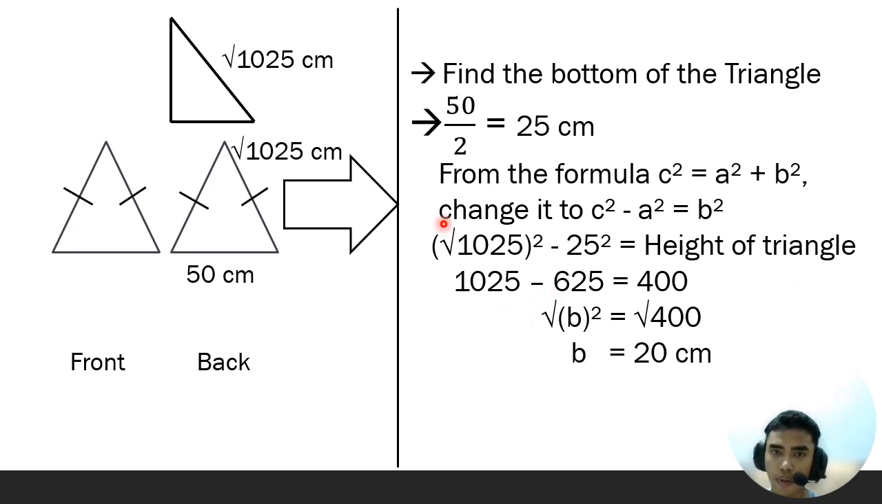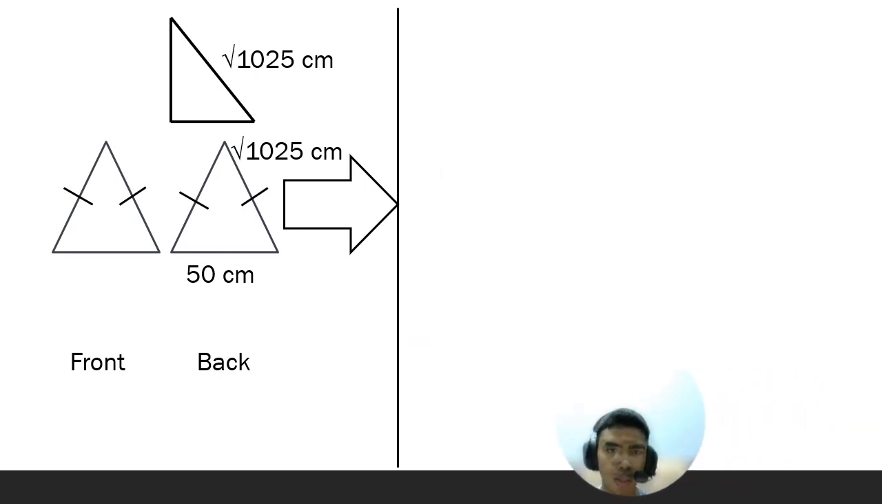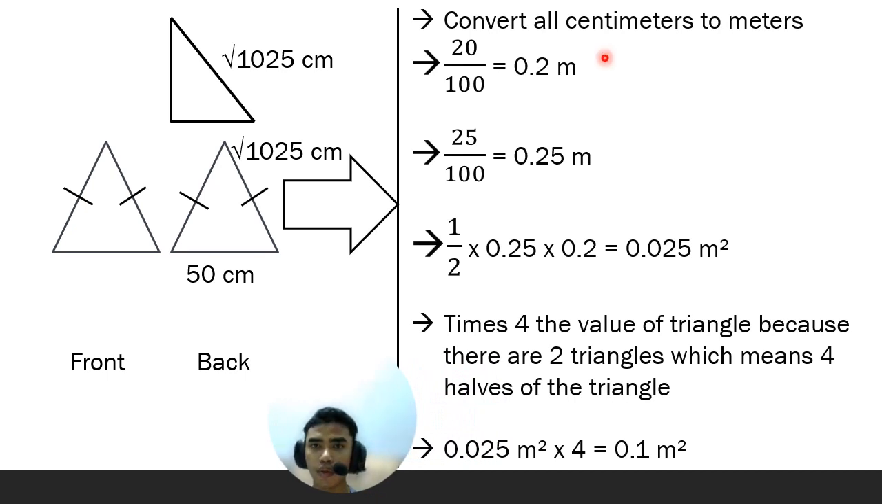So 1025 squared minus 625 equals 400. So we get b squared equals 400. To cancel the square, we need to take the root of both sides. So we get b equals 20 centimeters, which is the height. So let's move on. That's the height only. We're going to convert all centimeters to meters. Like I said, 20 is the height. I'm sorry that I didn't put it on the diagram.